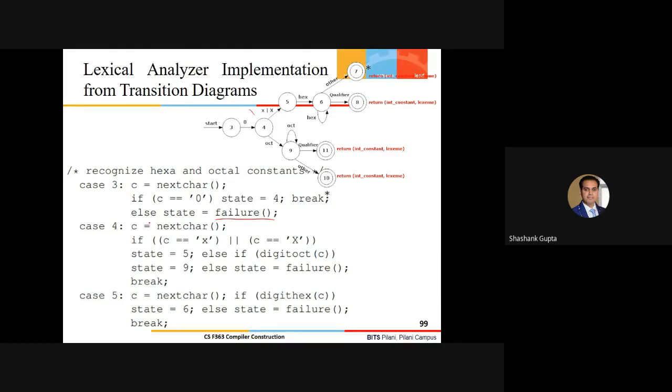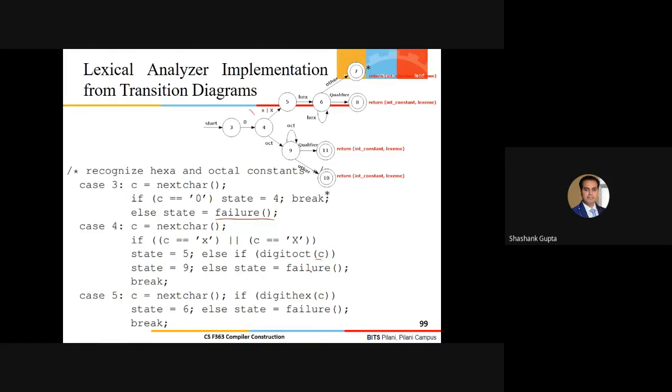In case 4, again, I will read the next character. If my character symbol is this lowercase letter x or this uppercase letter X, then I'll simply go to state 5. Otherwise, I'll check if it is an octal digit, then I'll move to state 9.